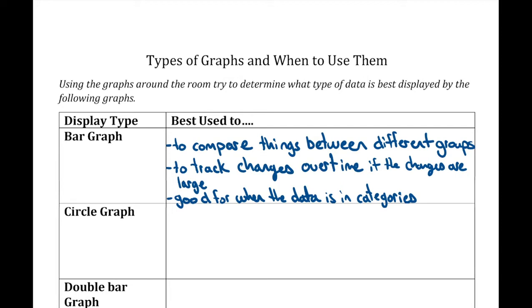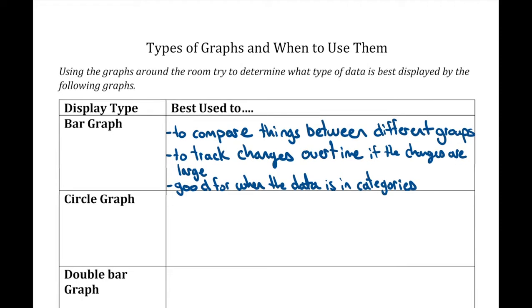Moving on to a circle graph. A circle graph is best used to easily show, actually let's color code it just to make it a little bit easier, to easily show the results in a proportional manner.